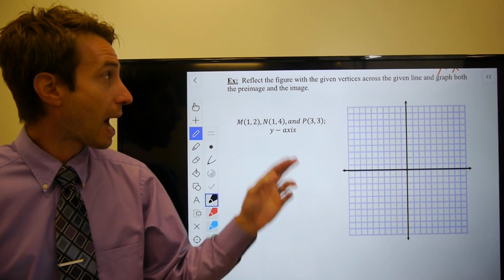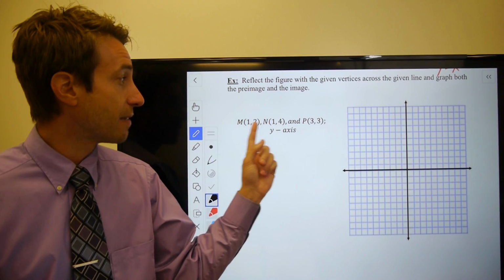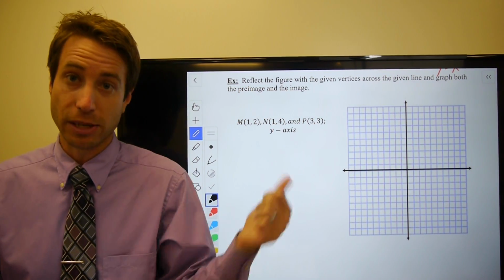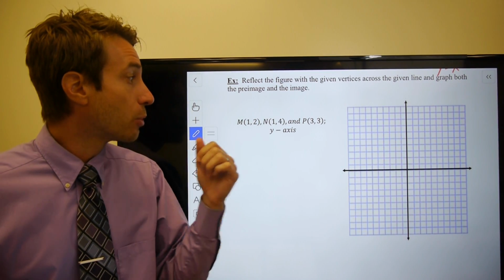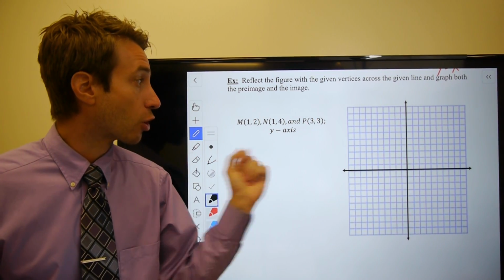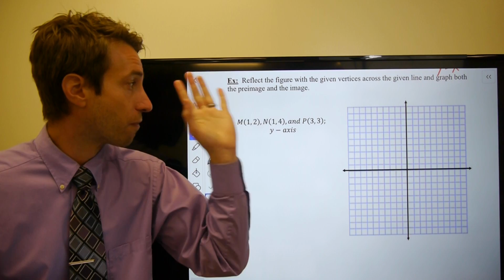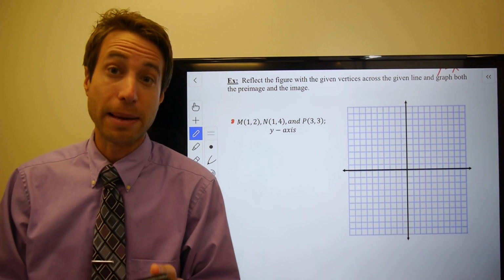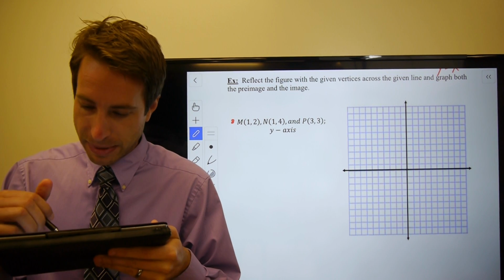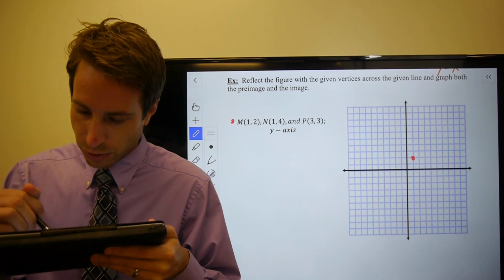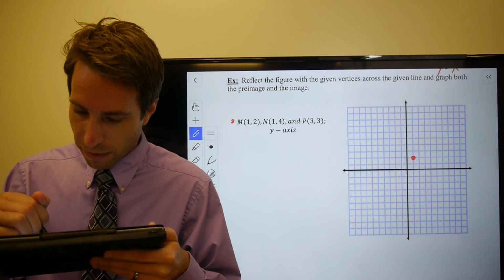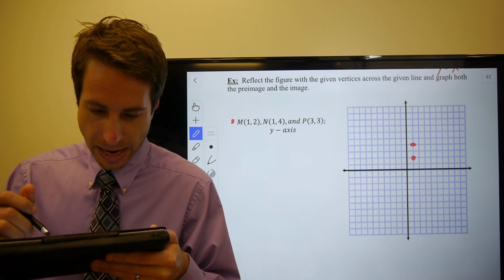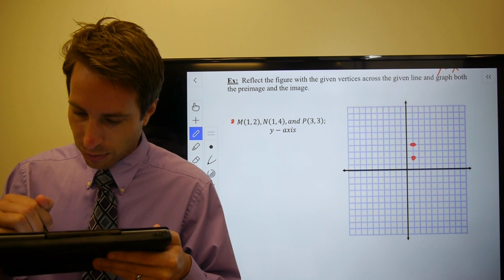Okay, in the first one, I've given you the coordinates of a figure. It's going to be a triangle since there are 3 coordinates. Then I want you to reflect that figure across the y-axis. So first, we will graph our pre-image. I'll do that in red. M is at (1, 2), so there's my M. N is at (1, 4), so there is my N. P is at (3, 3).